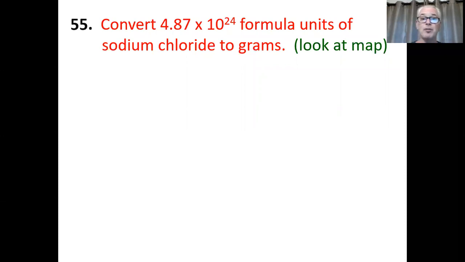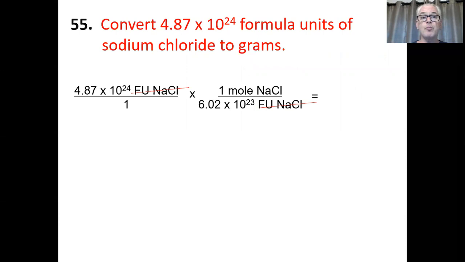It's 2 steps. The first step is to put the starting point over 1, 4.87 times 10 to the 24th formula units, and the conversion factor, or the toll on that bridge, 1 mole is equal to Avogadro's number. Since we have formula units in the numerator to start, we put 1 mole over Avogadro's number of formula units, and the formula units cancel.